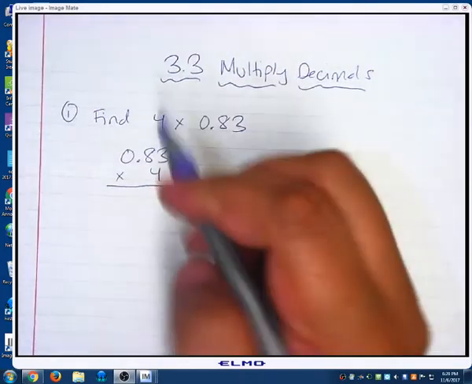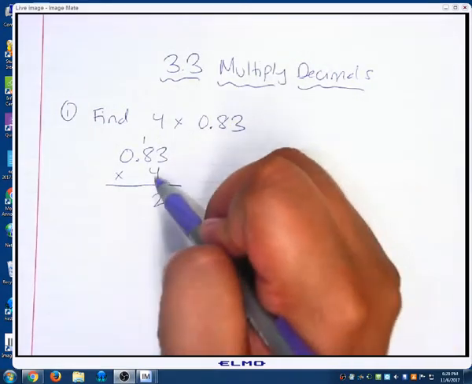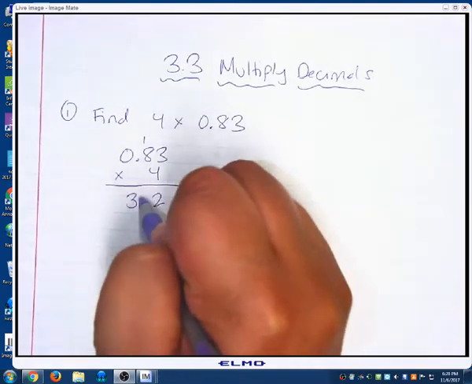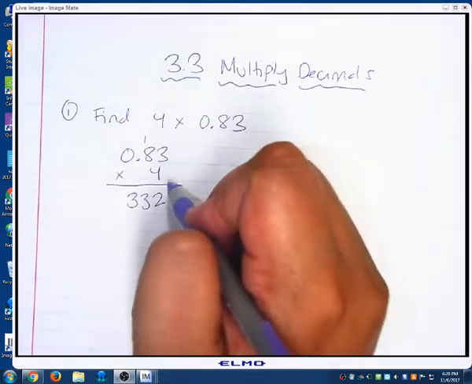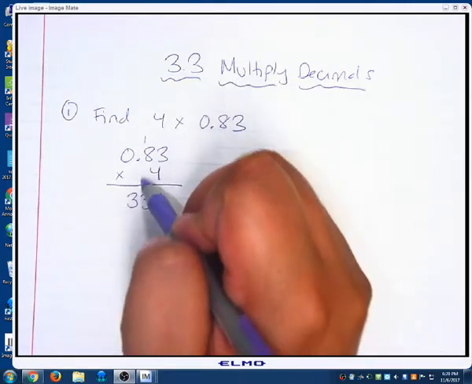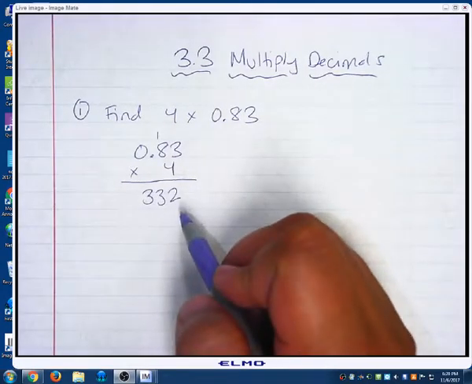And now I'm just going to multiply like normal. So 4 times 3 is 12. Put the 2, carry the 1. 4 times 8 is 32, plus 1 is 33. And that's it, because I only have this one digit here. I don't have to go to a second one. So I have 332. But I'm not done.